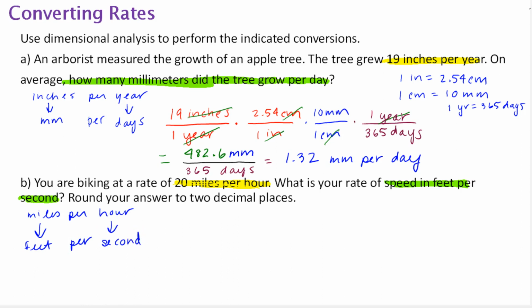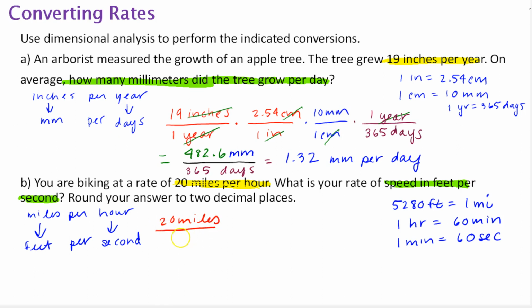Okay. So you can look this up in the chart, but there are 5,280 feet in a mile. And let's see, with hours and seconds, we could say 1 hour. You could do this in one step if you know, but 1 hour is 60 minutes. And 1 minute is 60 seconds. Okay, so we can use these 2 conversions to get from hours to seconds. So let's set this up. So we have 20 miles over 1 hour.